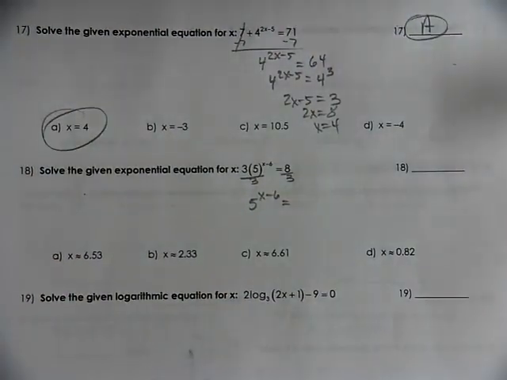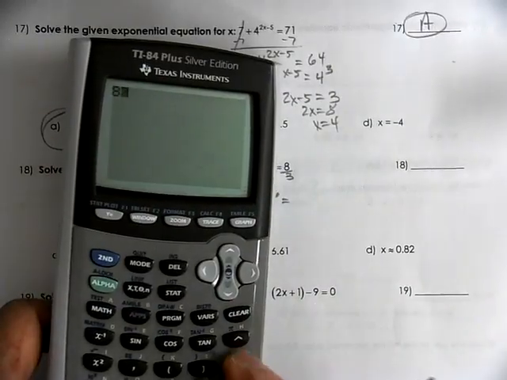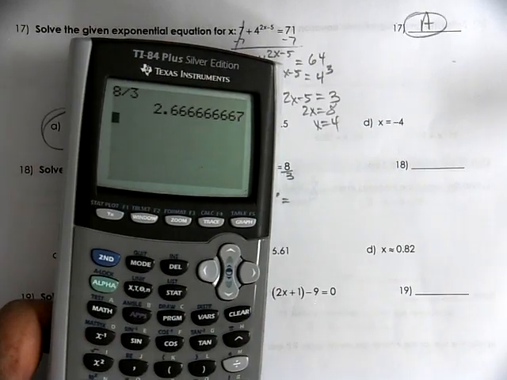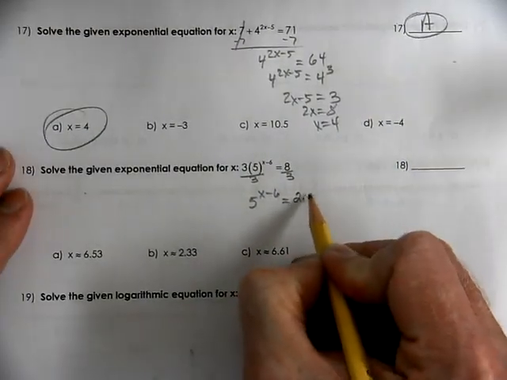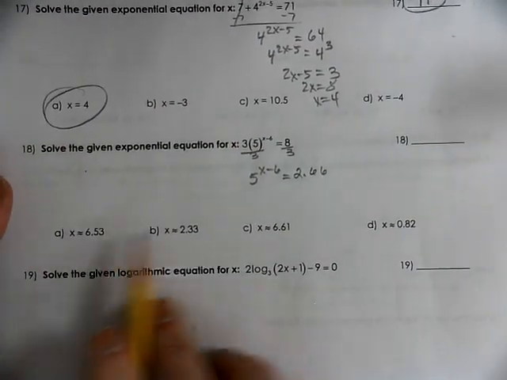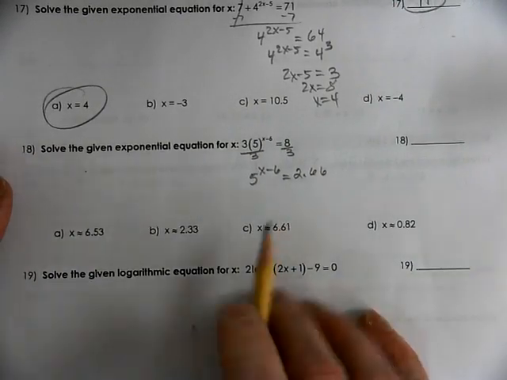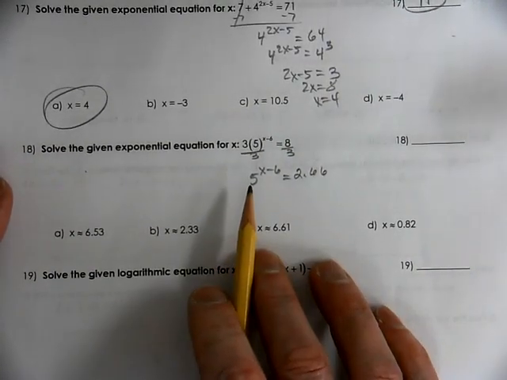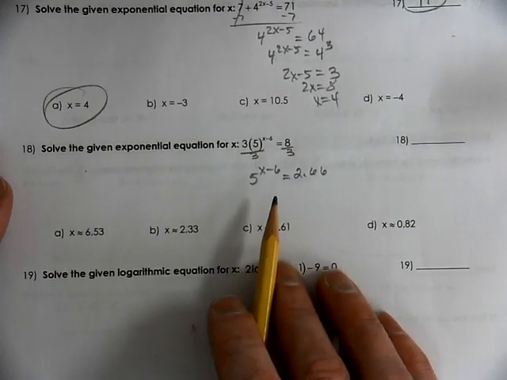So 8 divided by 3 is going to be 2.66. Our answer is going to be a decimal, so it's okay to use decimals. Can I get my bases the same? Not really. So I have to use a logarithm.